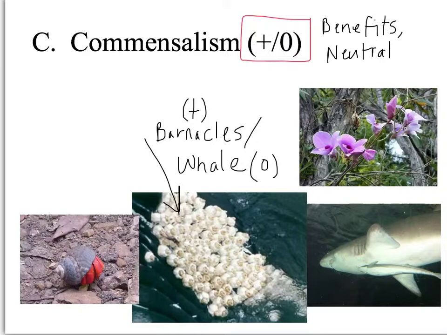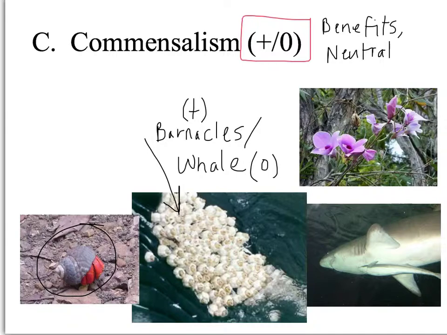Another common example down here is our hermit crab. The hermit crab is benefited by picking up the shells of other organisms. Those other organisms are dead, so it doesn't hurt them if the hermit crab uses the shell as a home. The hermit crab is benefited because it gets the shell.